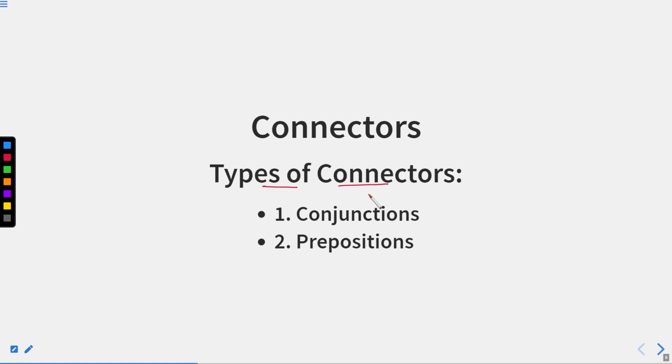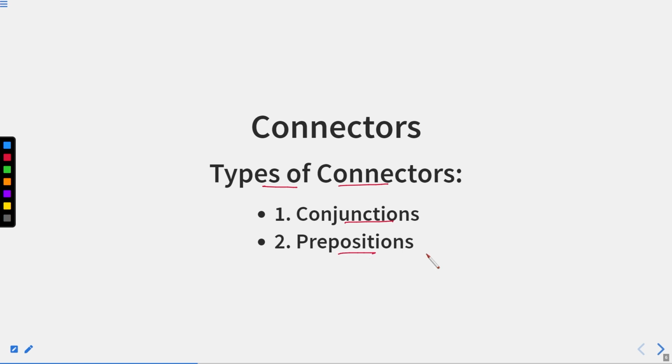Now we'll discuss types of connectors. It means how many types of connectors there are, what those connectors can be, what their uses are, and what their definition is. All that we are going to discuss now. There are two types of connectors, as we can see over here. First of all, we have conjunctions, and the other one is prepositions.